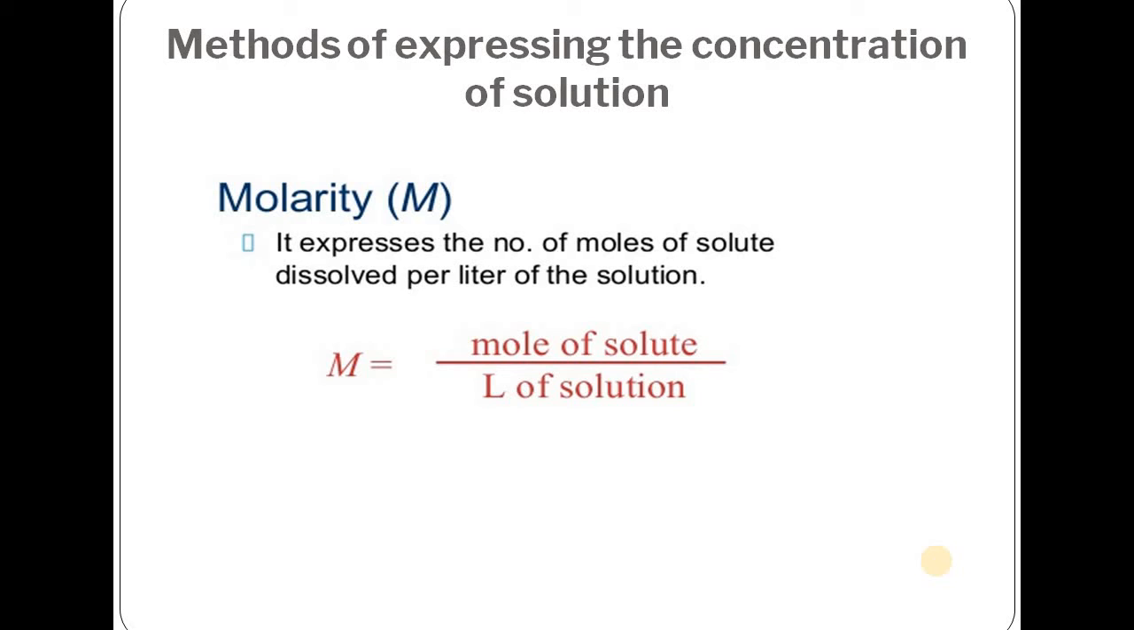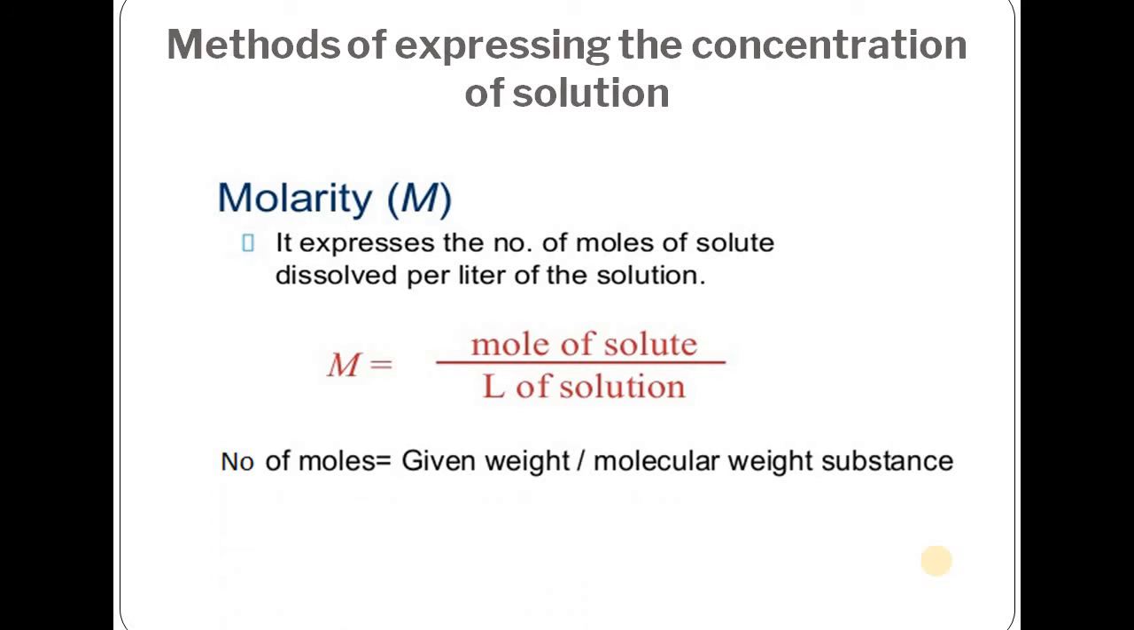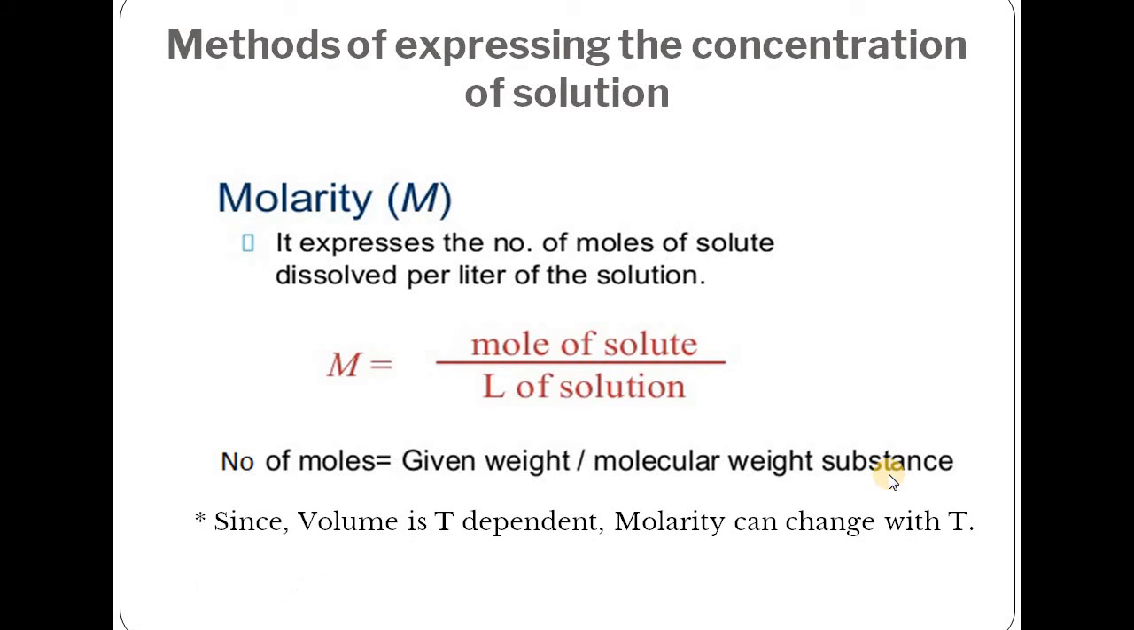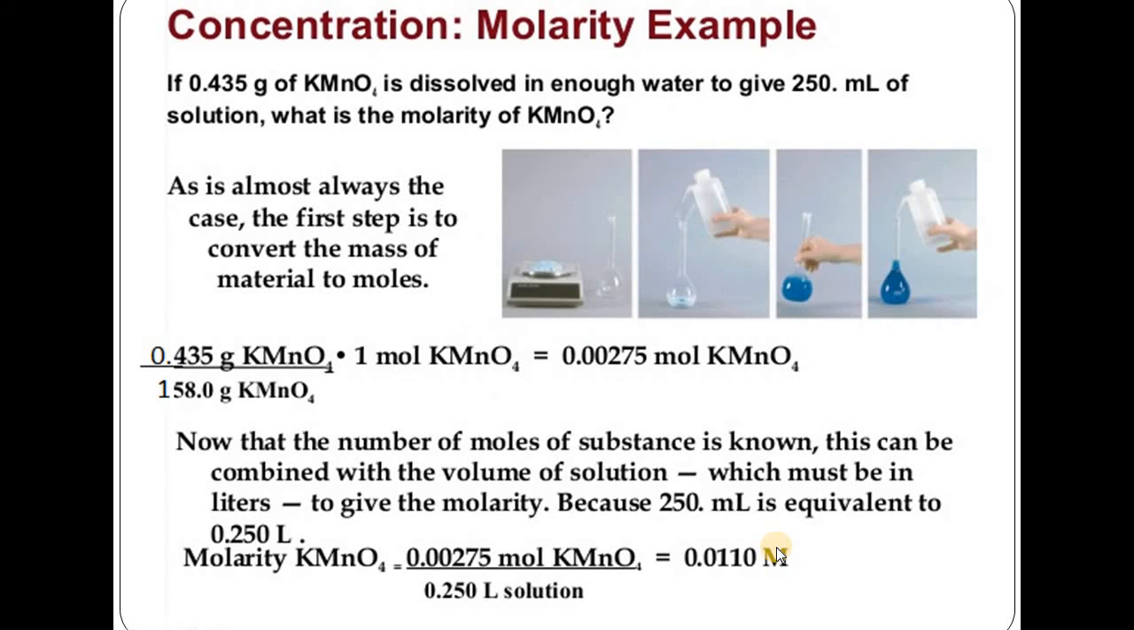Now molarity is the number of moles of solute dissolved per liter of the solution. In terms of formula we can express this. And how can we calculate the number of moles? Number of moles is equal to given weight divided by molecular weight of the substance. Now since volume is temperature dependent, molarity will change with the temperature. There will be an effect of temperature on the molarity.